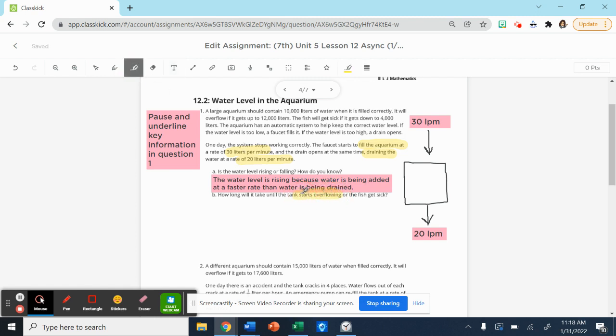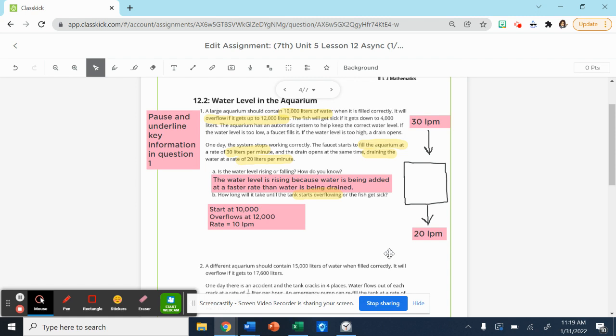We know that the tank is going to overflow because the level is rising, not falling. We also know that the large aquarium starts off with 10,000 liters of water and overflows when it gets up to 12,000 liters. So we start at 10,000 and we know it overflows at 12,000. We know that the rate is 10 liters per minute because, again, that's the difference between how quickly it's being filled and how quickly it's exiting the water tank. So your job is to figure out how many minutes it is going to take to get the tank from 10,000 to 12,000 if it's being filled at 10 liters per minute.